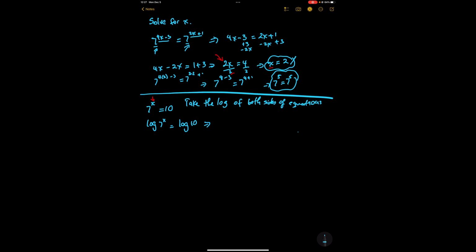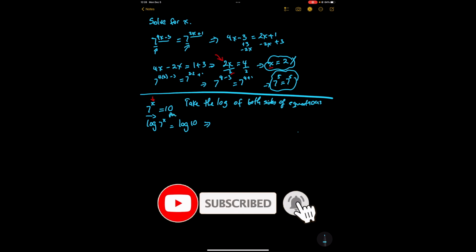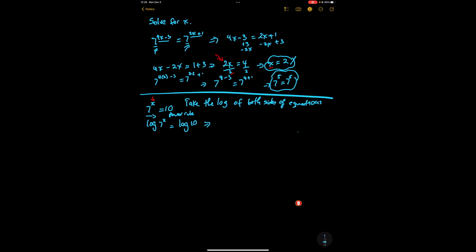If you guys remember what that is, do you recall what rule we can use right here for this one? Yes, it's called the power rule. And what does it say? The power rule states you can take the exponent and move it in front of the log. So you get x log 7 equal to log 10.